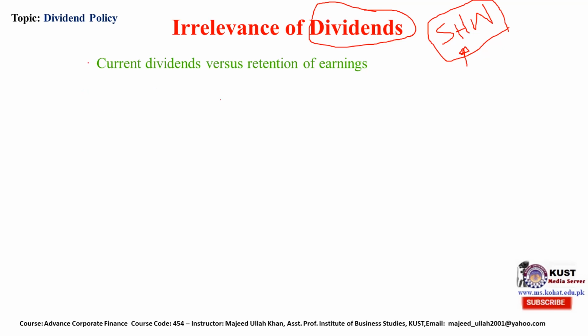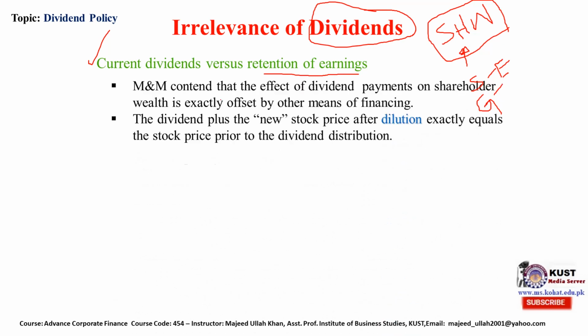The first point is current dividend versus retention of earnings. Basically, shareholders will either expect dividend today or expect that their money be invested in the growth of the company. So one is today's money and the other is growth of the company. Some shareholders want their investment to grow, while some want to receive current dividend.